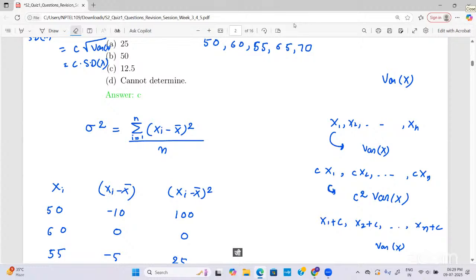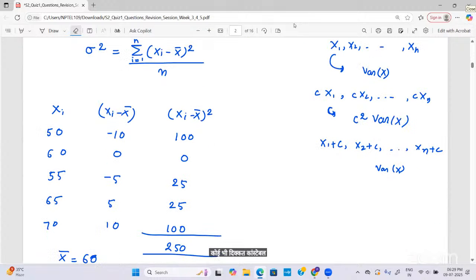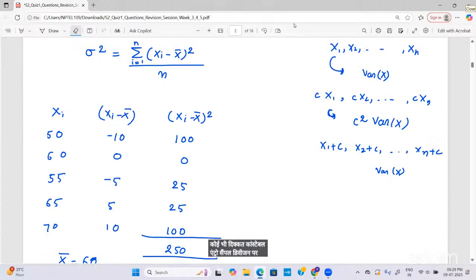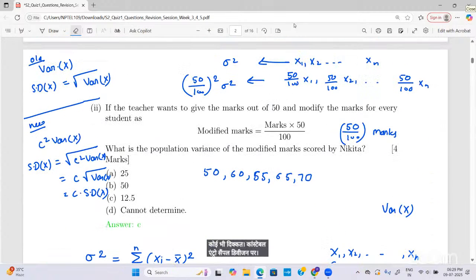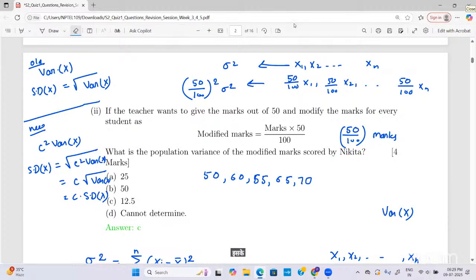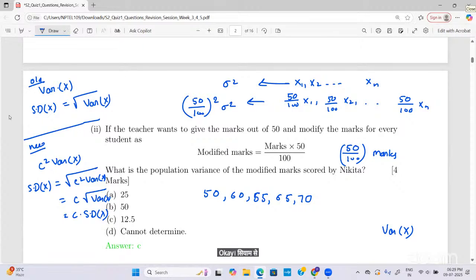Could you repeat this constant and sample deviation part in brief? Yeah, just an overview. Okay, see, you have a data set. Initially you have this variance, and if you want the standard deviation, you take the square root of the variance.